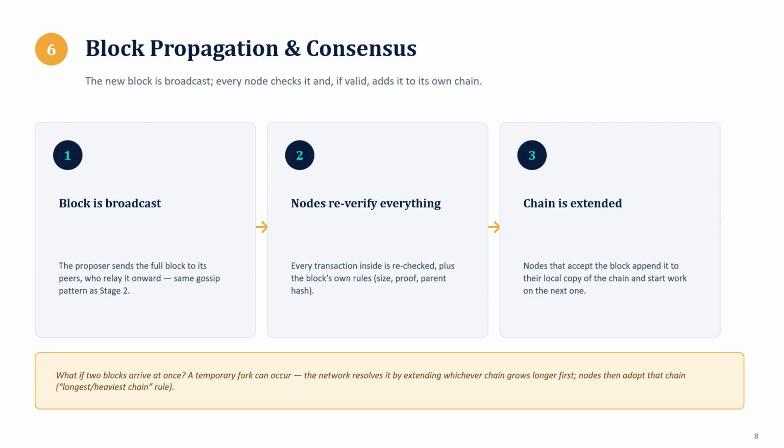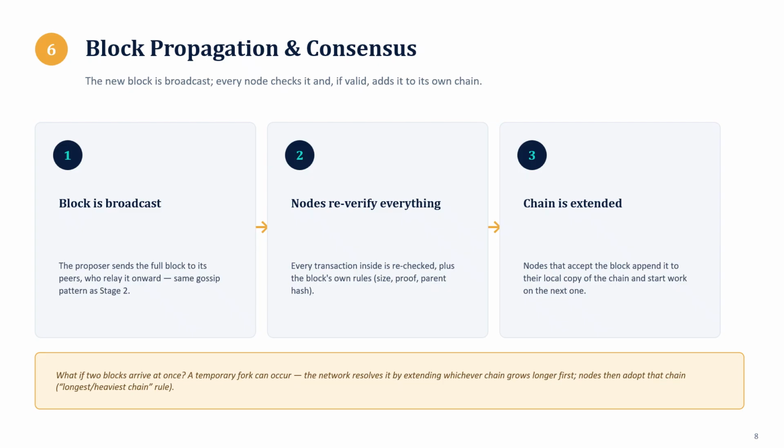Now, block propagation and consensus. The newly built block doesn't just sit with the proposer. It gets broadcast to the whole network using the same gossip pattern as stage 2. Every node receives it and re-verifies everything: every transaction inside, plus the block's own rules like size limits, proof of work or proof of stake, and that it correctly points back to the previous block. If it checks out, nodes extend their chain with this new block and immediately start working on the next one.